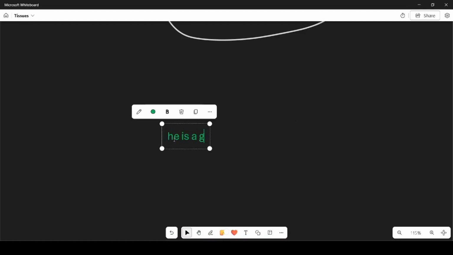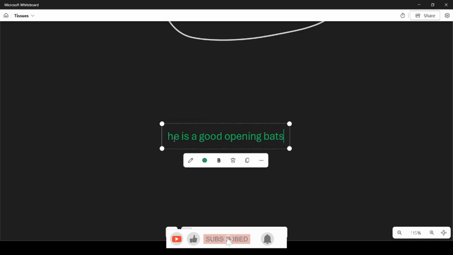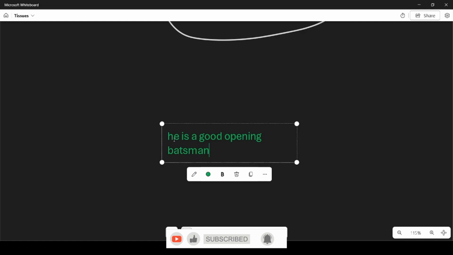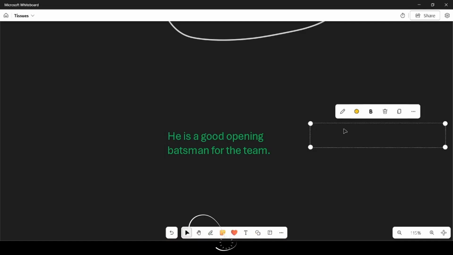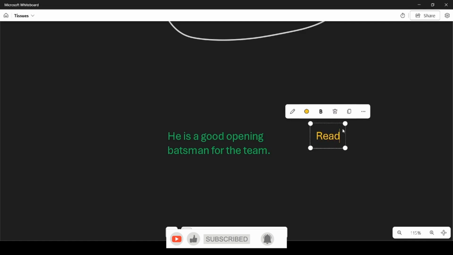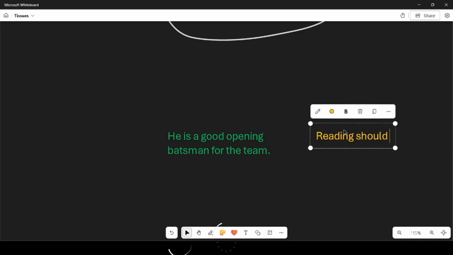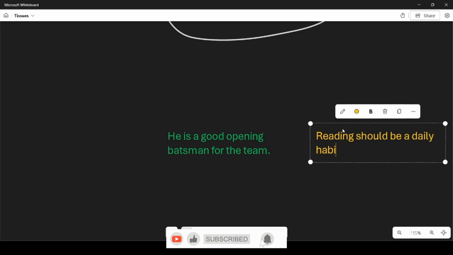He is a good opening batsman for the team. And then we have another sentence. I'll put it in yellow. And this sentence is: reading should be a daily habit.